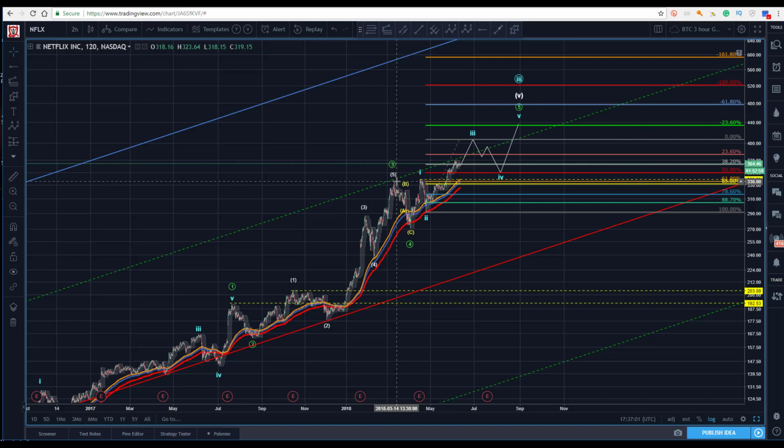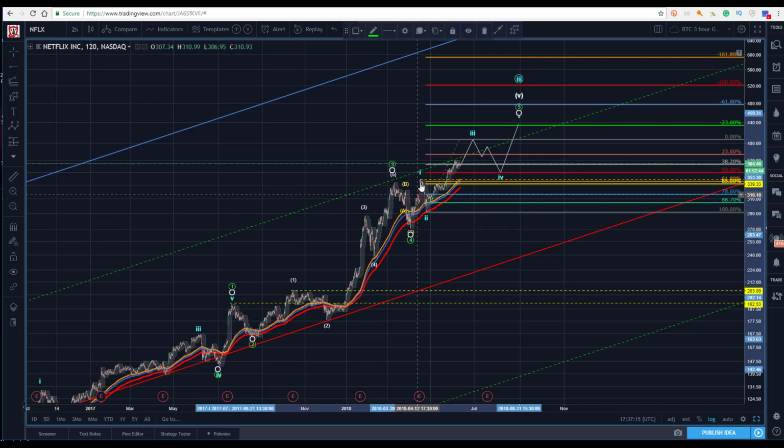Now, last time I looked at this, it was potential that we had an A, B, and we were going for a C with possibly a truncated C. But at this point now, given what we're seeing here, this looks more likely that I've got my 4 in here with this ABC, and I've just done a 1, 2. And now we're in the process of trying to get up to a 3rd.